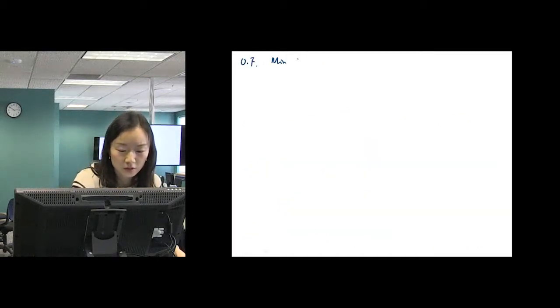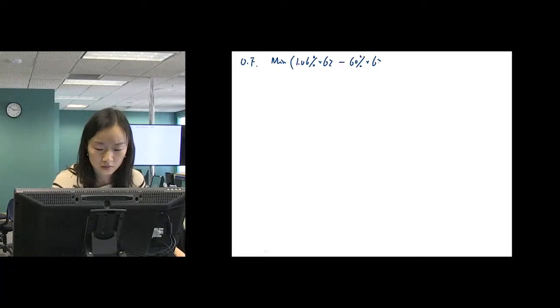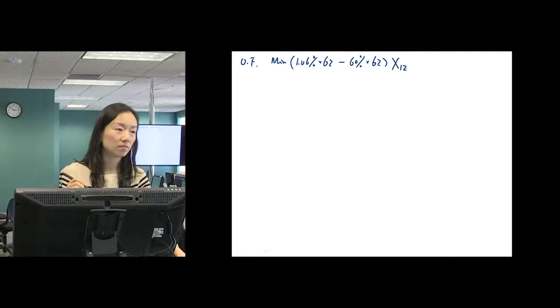Minimize 1.06 times 62. I'll use K, $1,000, as the unit, so I won't write K here. Subtract 60% times 62, times x12. So this is the cost that's going to happen with this arc.